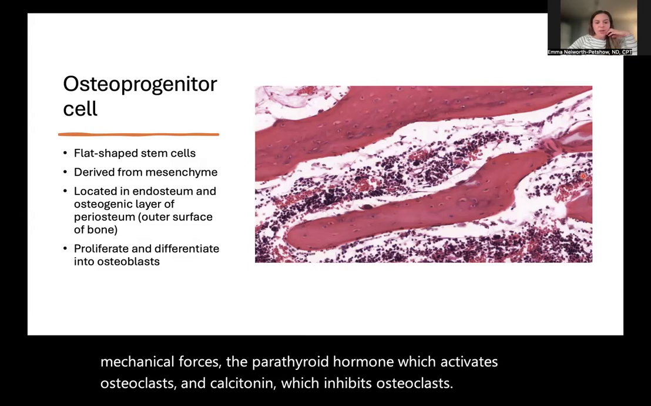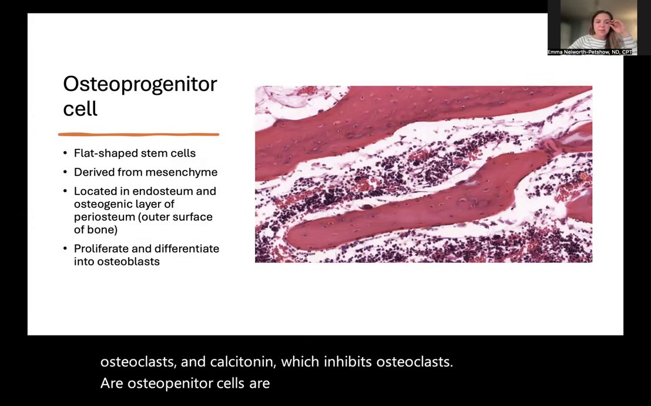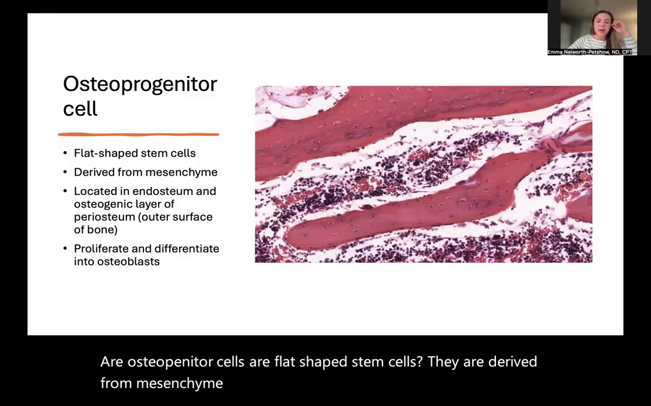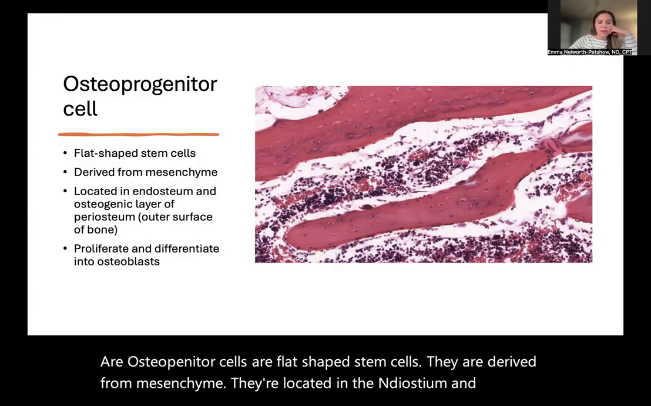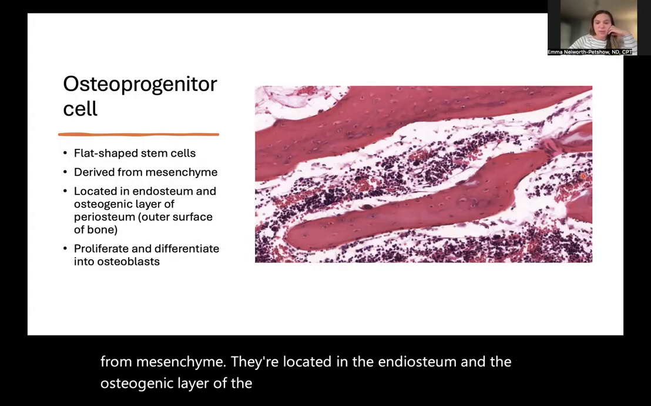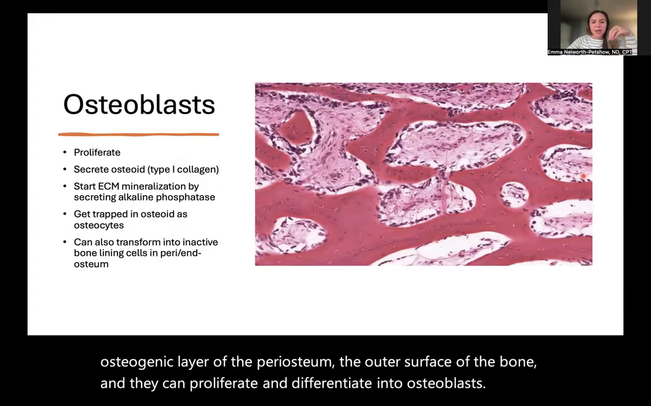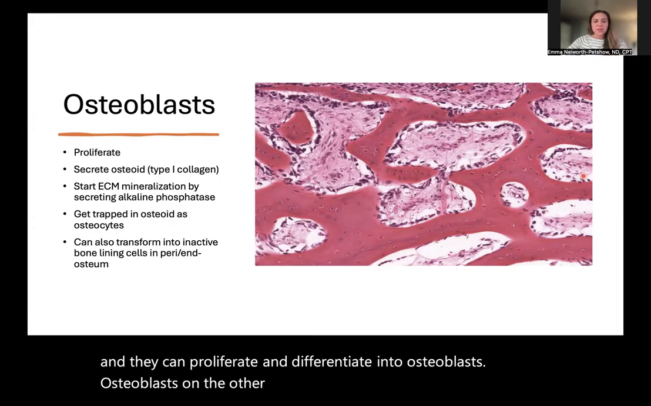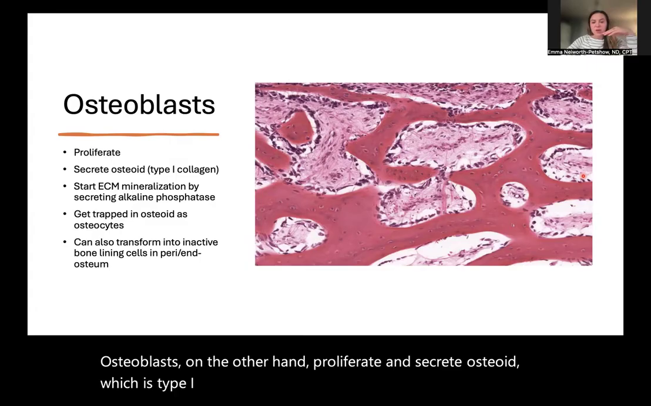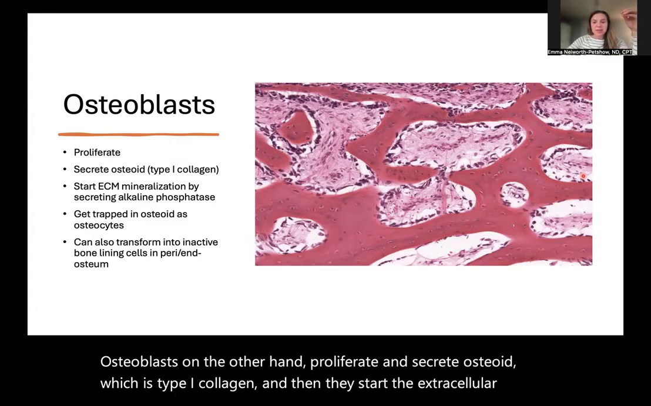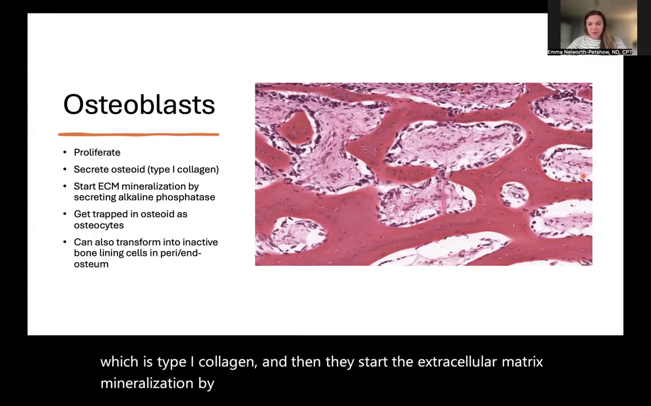Our osteoprogenitor cells are flat-shaped stem cells. They are derived from mesenchyme. They're located in the endosteum and the osteogenic layer of the periosteum, the outer surface of the bone, and they can proliferate and differentiate into osteoblasts. Osteoblasts, on the other hand, proliferate and secrete osteoid, which is type 1 collagen, and then they start the extracellular matrix mineralization by secreting alkaline phosphatase.